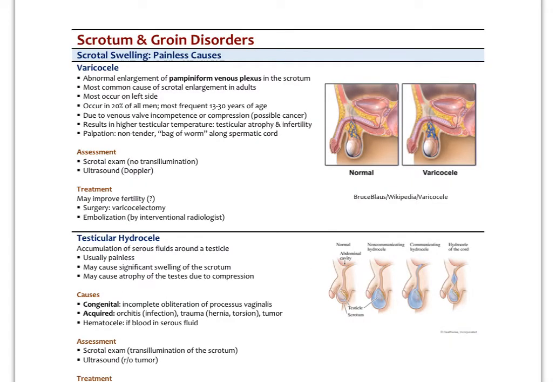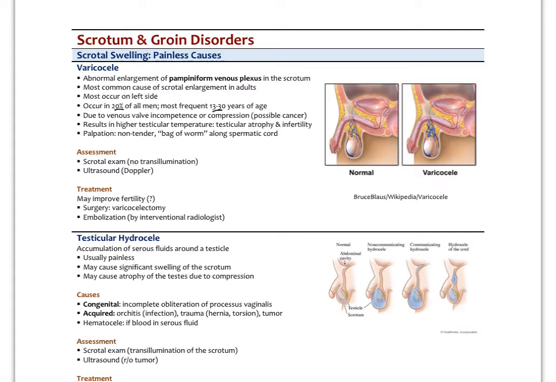Now with scrotal swelling, let's look at some of the painless causes first that you need to be aware of. So the most common is probably a varicocele, and that's an abnormal enlargement of the pampiniform plexus, the venous plexus in the scrotum. It's the most common cause of scrotal enlargement in adults, and it's most common on the left side.